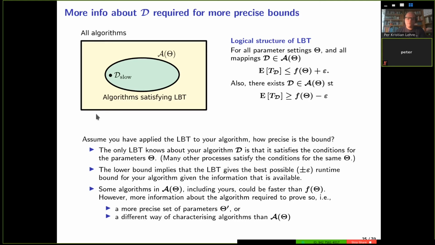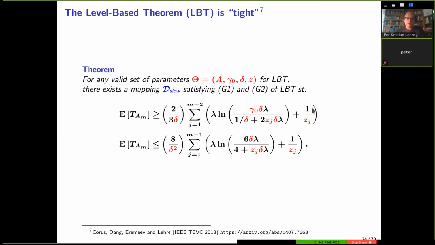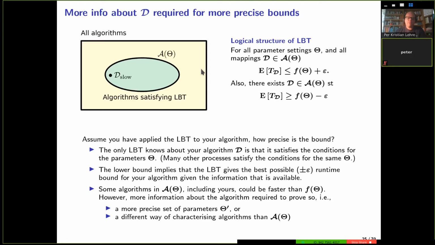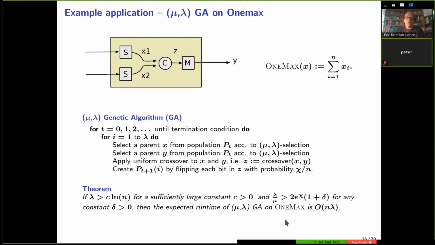This lower bound from this theorem gives you the best possible runtime bound that you can achieve with these parameters. So if your algorithm really is faster, then you have to provide more information, perhaps with a better, more precise set of parameters, or different level settings or a different way of characterizing algorithms than this.